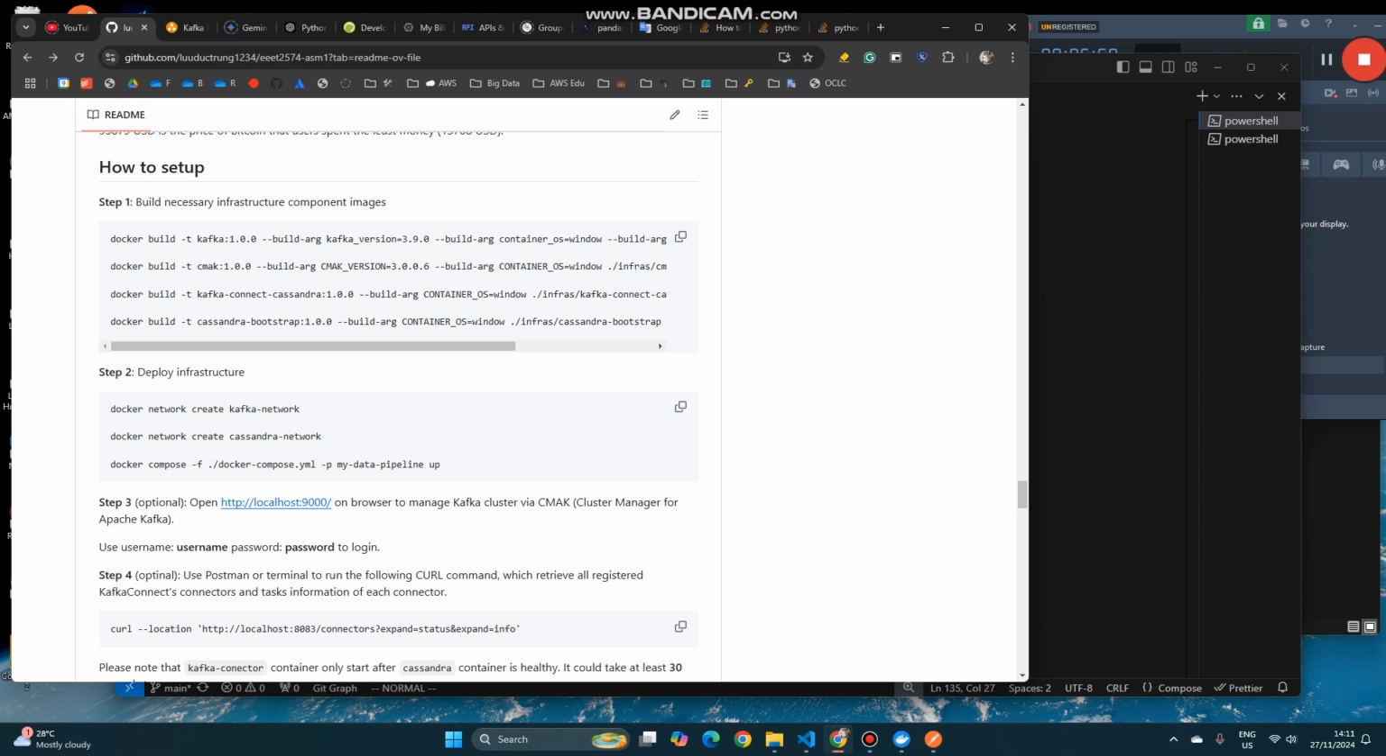Those images include the Kafka, the CMAK, which is the Kafka Manager, the Kafka Connect, and the Cassandra Bootstrap. I want to build it myself instead of using the public image because when I build it myself, I make sure that the Dockerfile and the script linked to the Dockerfile is gonna run and download the appropriate base image on the specific architecture.